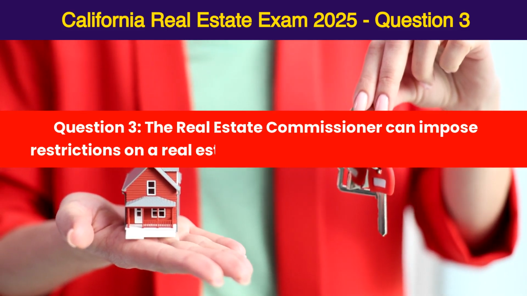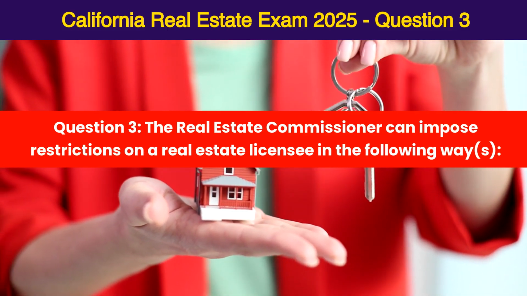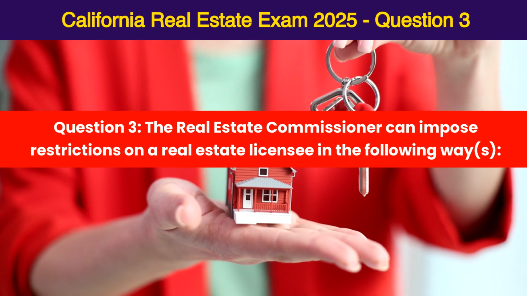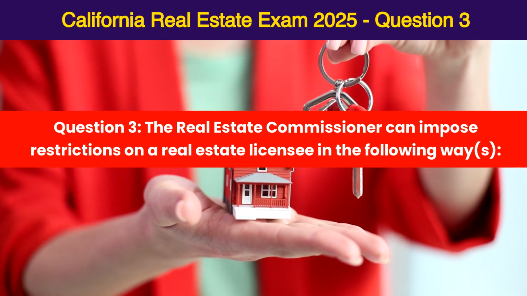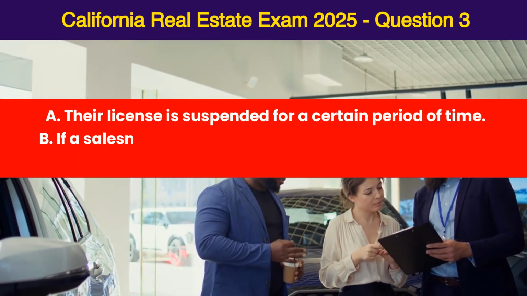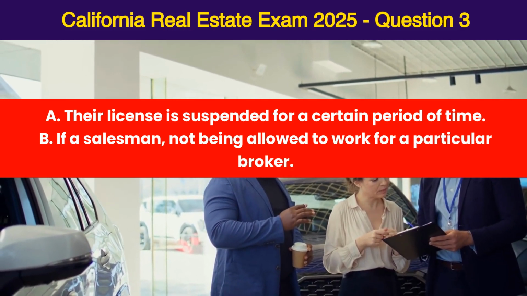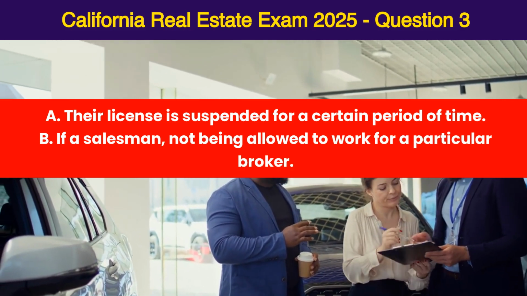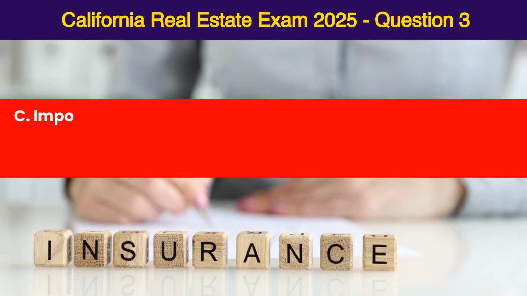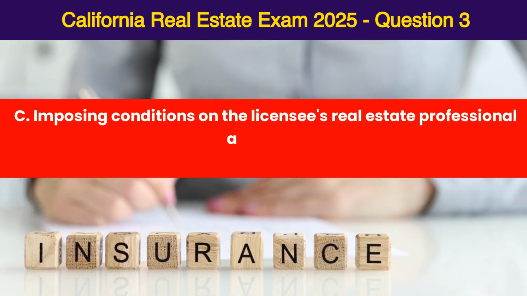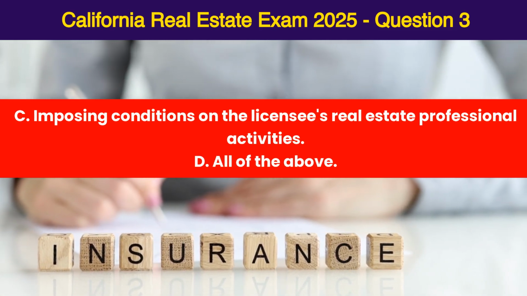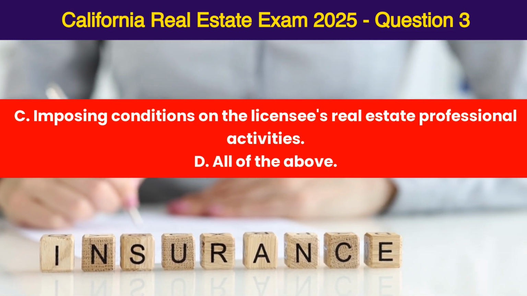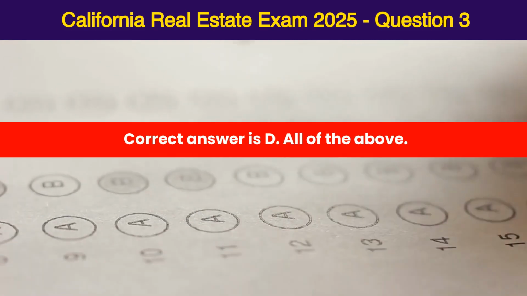Question 3. The real estate commissioner can impose restrictions on a real estate licensee in the following way as A. Their license is suspended for a certain period of time. B. A salesman not being allowed to work for a particular broker. C. Imposing conditions on the licensee's real estate professional activities. D. All of the above. Correct answer is D. All of the above.